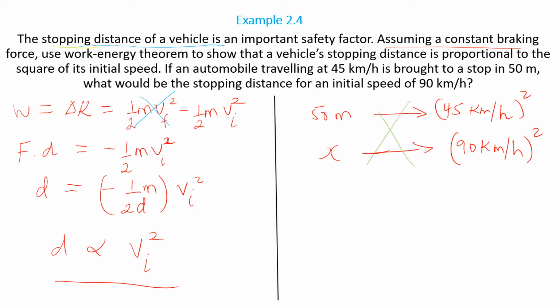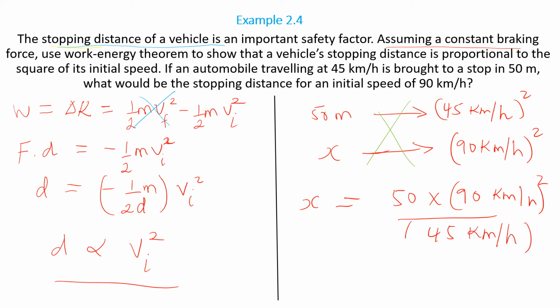If we cross multiply, we shall come up with x equal to 50 multiplied by 90 km per hour squared, divided by 45 km per hour squared. We can maintain the units. The units are going to cancel out, as we have kilometers squared per hour squared up and down. Then we remain with x equal to 50 times 90 squared divided by 45 squared, and this will directly give us 200 meters. Which means that for a car initially moving at 90 kilometers per hour, when brakes are applied, it will stop after traveling 200 meters.